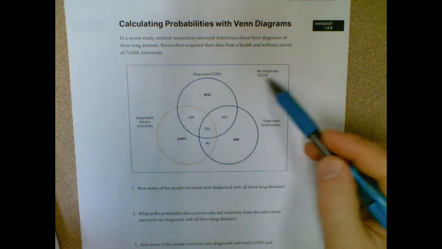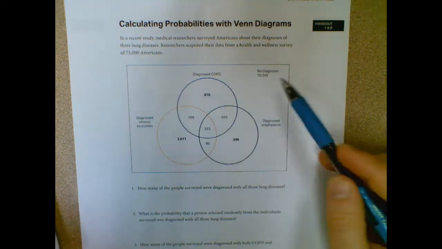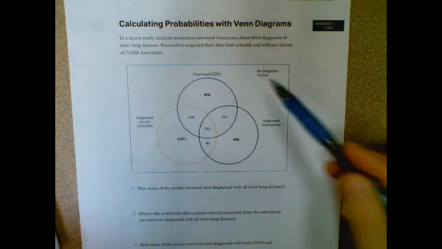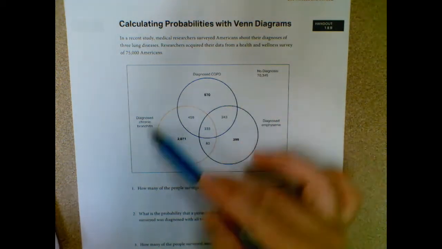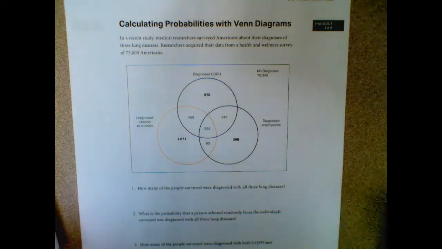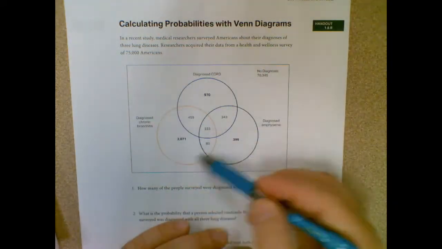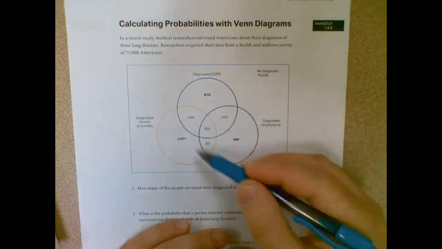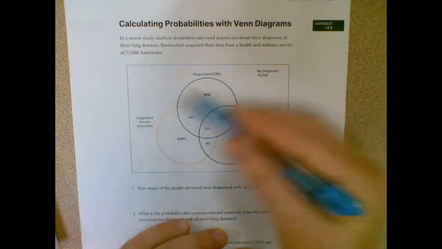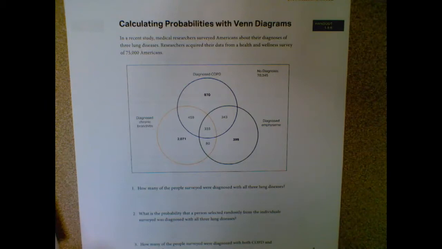So it looks like there were 70,345 of our 75,000 that had no diagnosis. So that's a pretty large number there. And then everyone else broke down into this filled out 3-way Venn diagram here. Some of them had COPD, some had chronic bronchitis, and some had emphysema. And some of them had a variation of different amounts. So all of that information is in here. We're going to use that information to start figuring out the answers to our questions here.